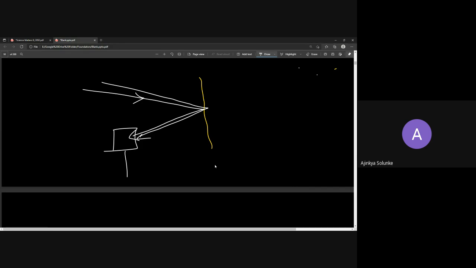suppose there is some kind of surface over this, and let's say this is incident light. And suppose we keep a piece of cloth or paper here, which we are calling a screen. Screen is nothing but a piece of paper or cloth, whatever you are using to take the image on. And if the image can be taken on the screen, it is called a real image.